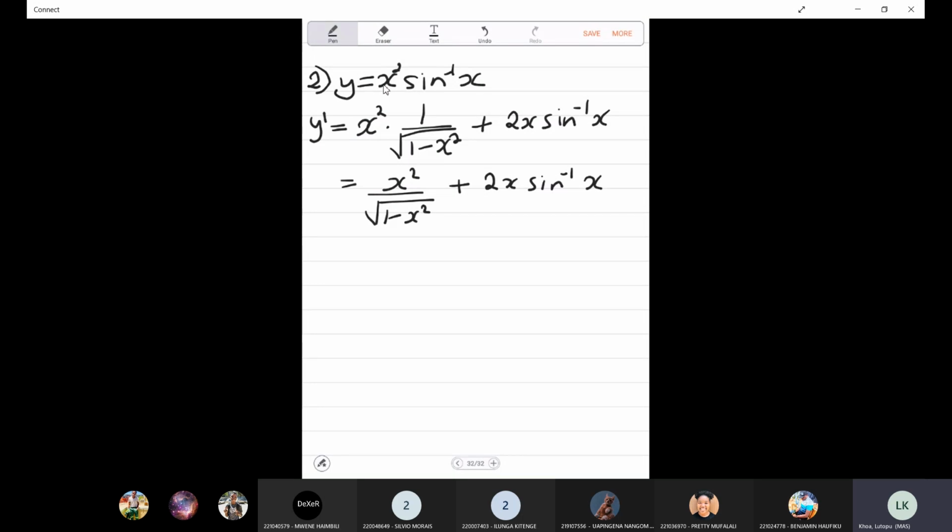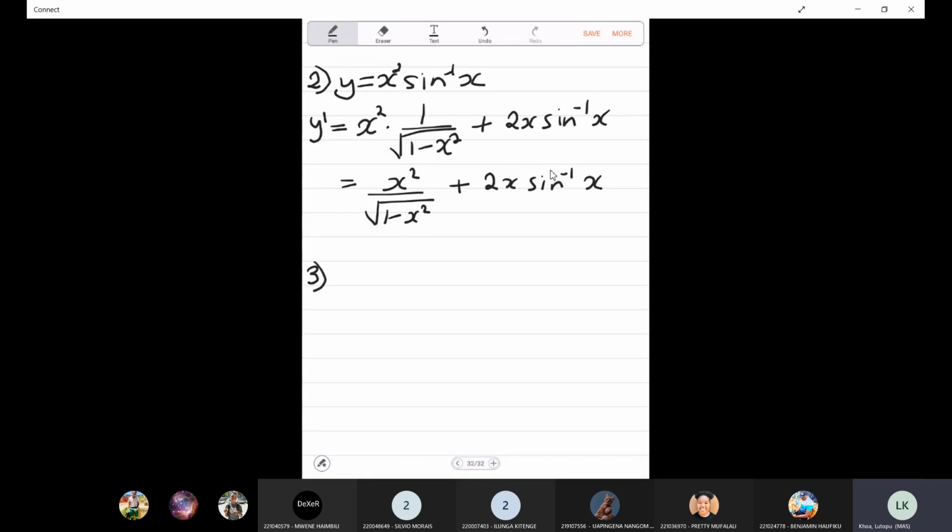So remember, sine inverse of x is not the same as 1 over sine x. 1 over sine x is cosec x, and sine inverse of x is not cosec x. So you don't rewrite this as a fraction. That is how you should leave it.